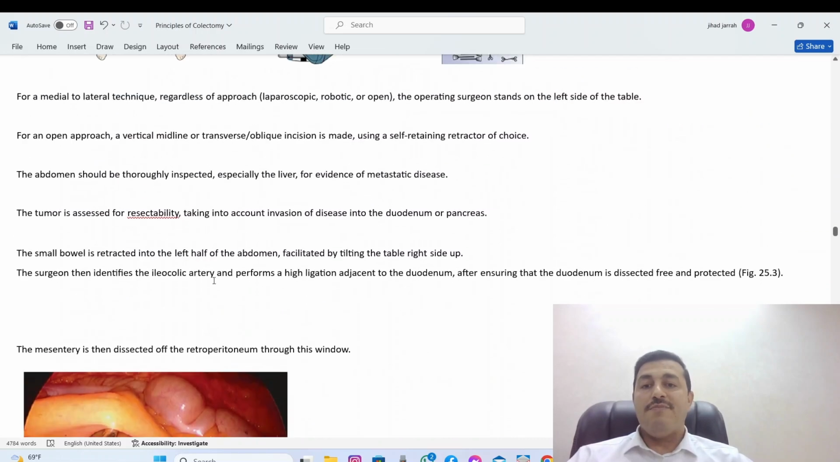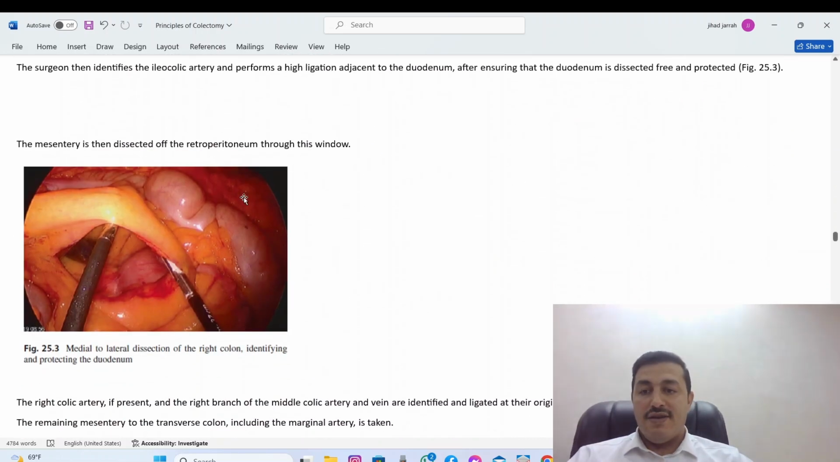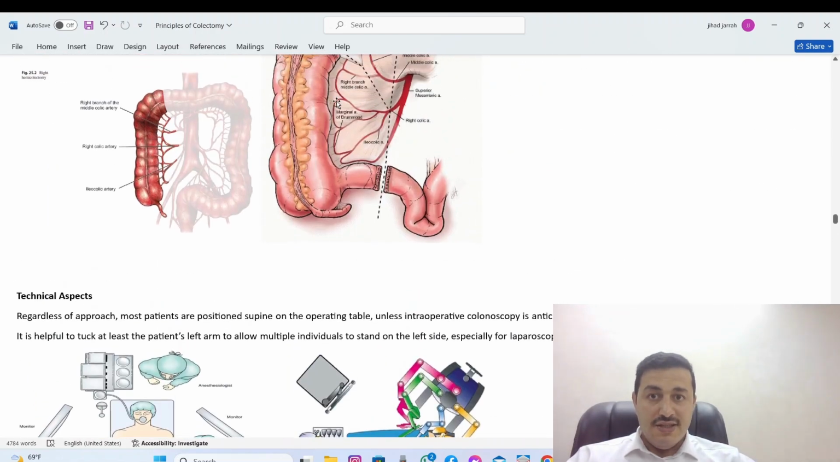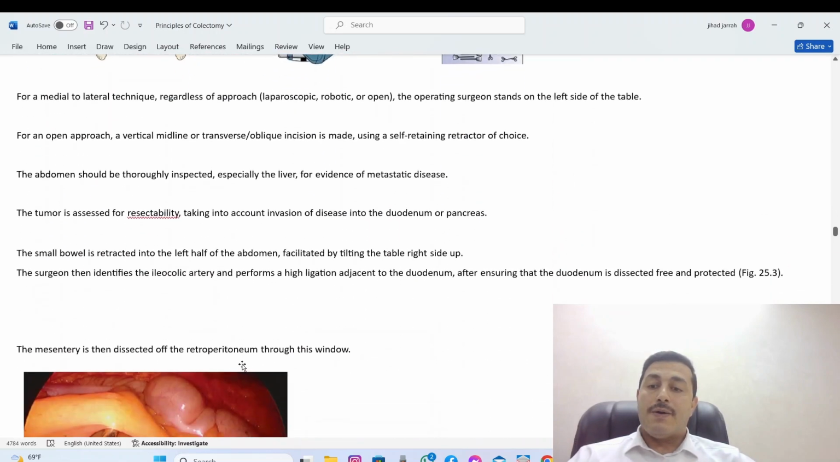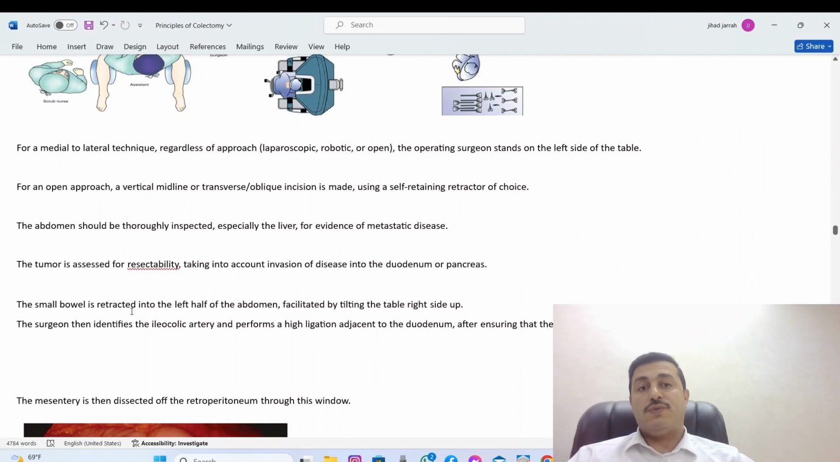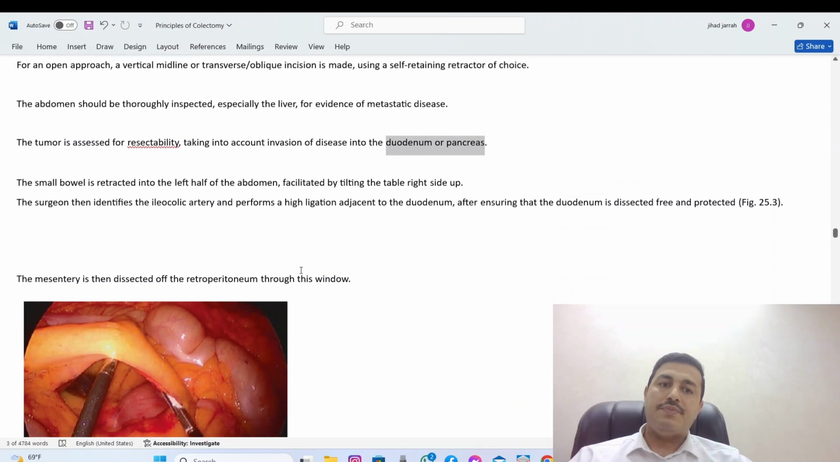We said we have a medial to lateral approach. Here you can see they start from the mesentery, going to the lateral approach. Of course, one of the most important steps is to check, either by inspection or by feeling the liver, for any metastatic disease, and also to see if there is any adhesion to the duodenum and the pancreas. This adhesion can be malignant.